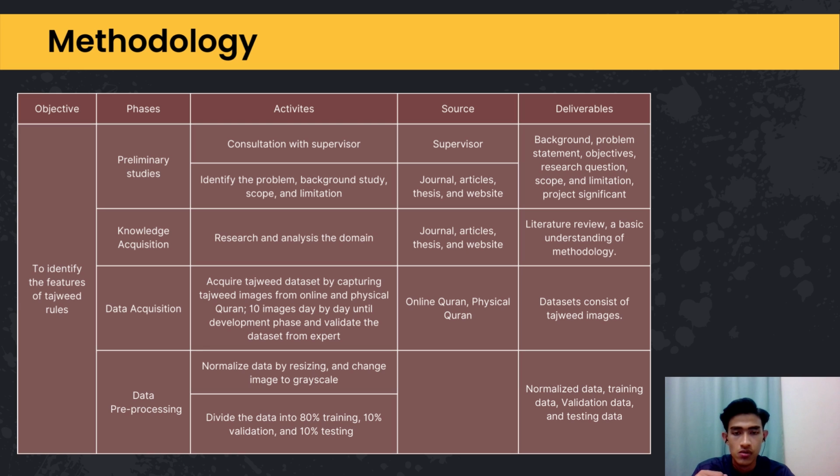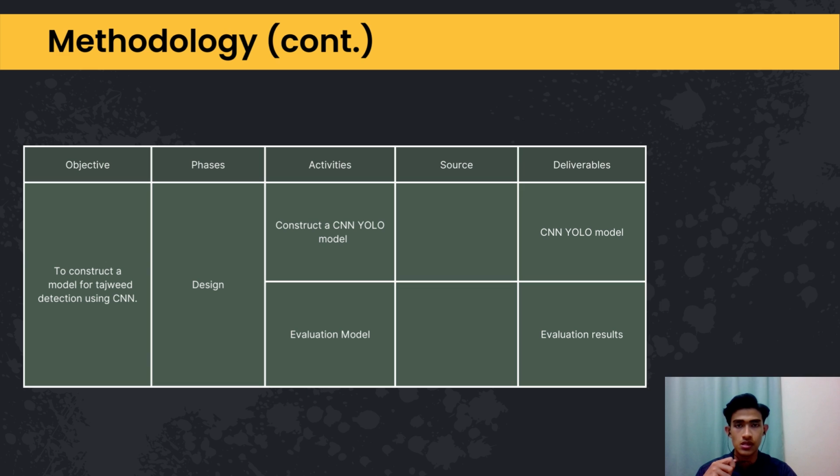So in here, we acquire the Tajweed dataset by capturing Tajweed images from online and physical Quran, by doing 10 images day by day until the development phase, and validate the dataset from an expert. The fourth phase is data pre-processing. We normalize data by resizing and changing images to grayscale and divide the data into 80% training, 10% validation, and 10% testing.